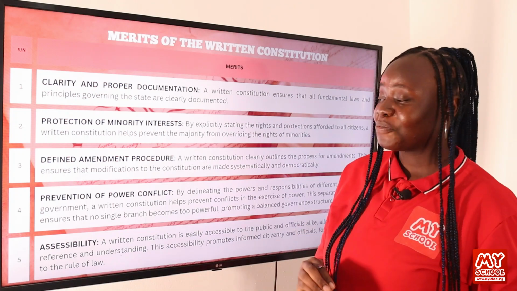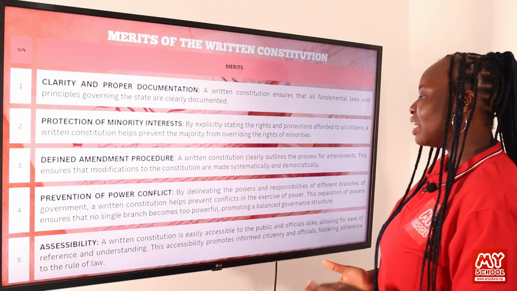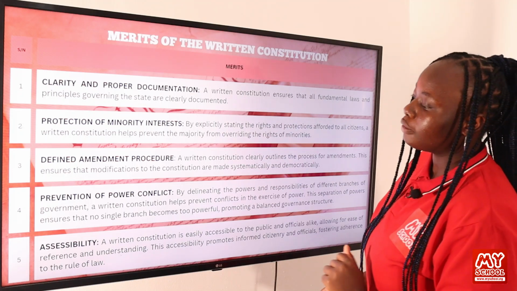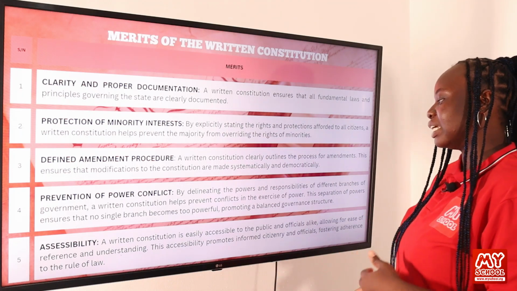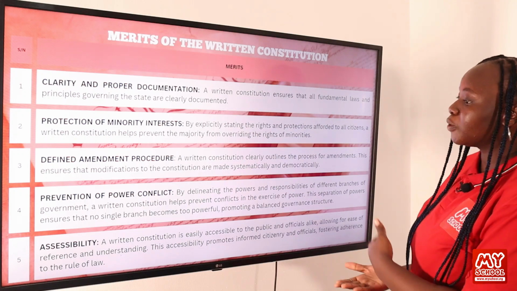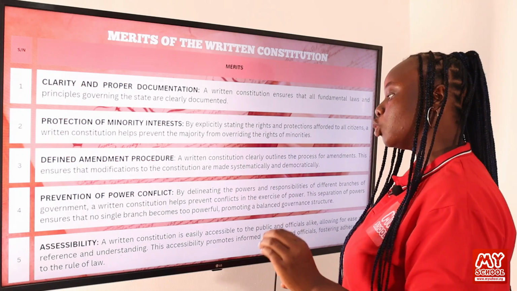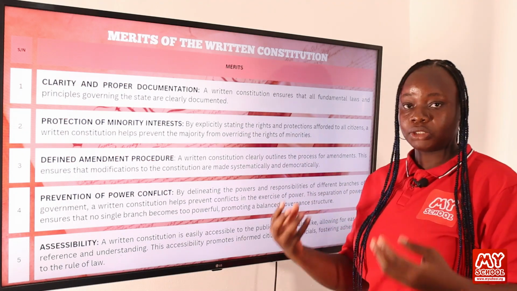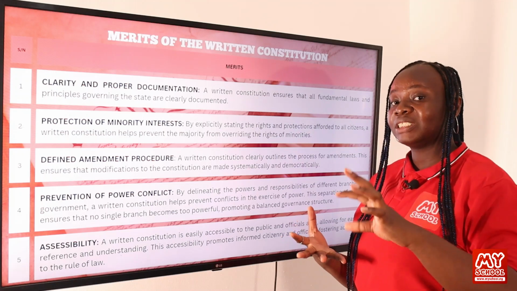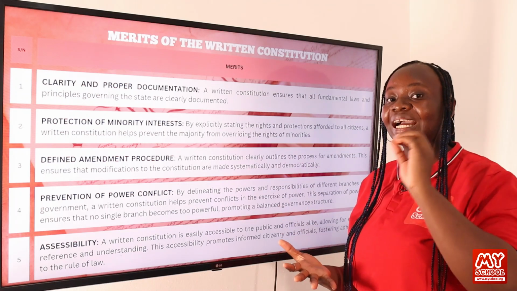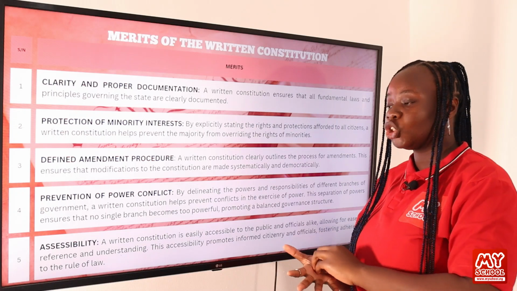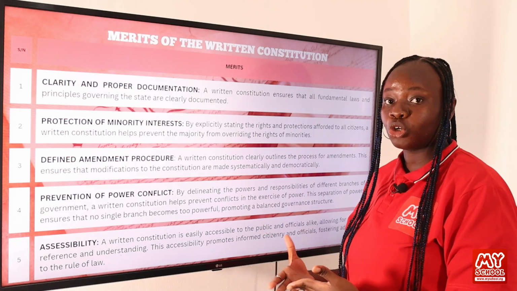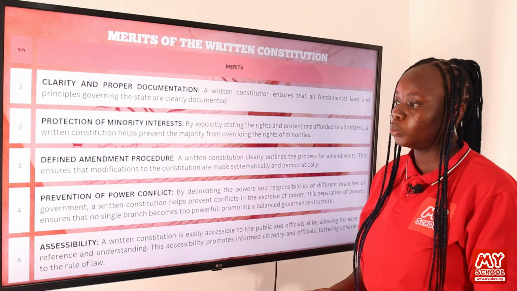And another merit is the prevention of power conflicts. By delineating the powers and responsibilities of different branches of government, a written constitution helps prevent conflict in the exercise of power. This separation of power ensures that no single branch becomes too powerful, and this promotes a balanced governance structure. Within a written constitution, how the power is separated among the various organs of government is clearly stated so as to make sure that no branch overextends when it comes to the use of its power and authority within the country.